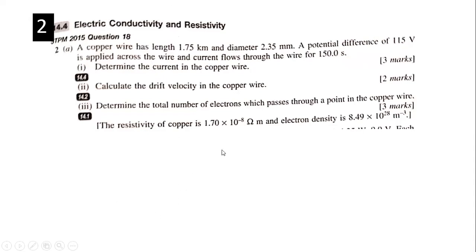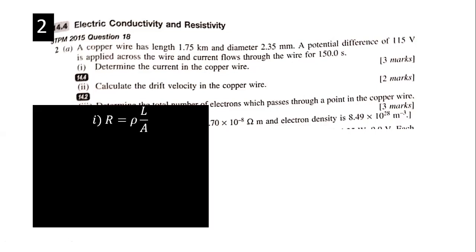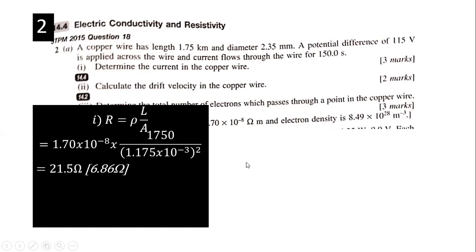Remember what is given. Resistivity is given. Electron density is given. R equals rho L over A. Put in your value for resistivity and your length, changed to meter. Then this one divided by 2, convert it to meter, and square that to calculate it out. I don't know why your answer gives this one.